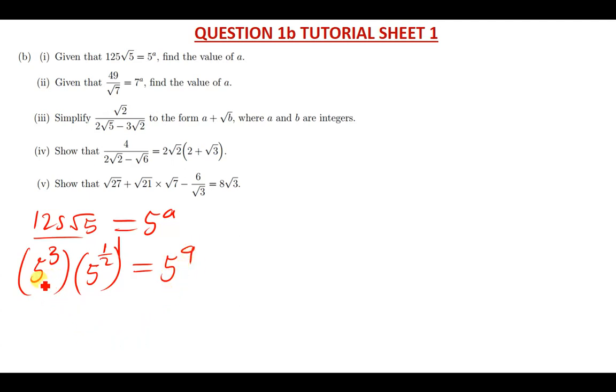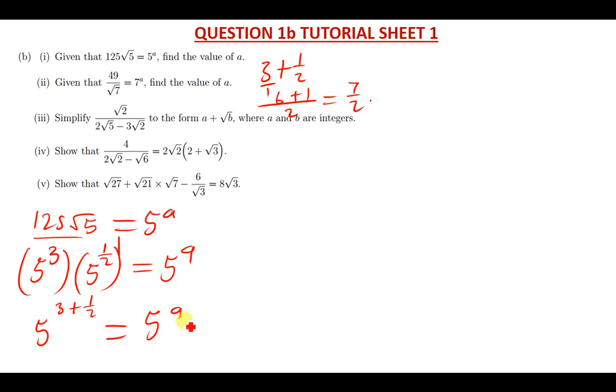When you multiply 5 to the power 3 and 5 to the power half, we learned that if you're multiplying numbers with the same base, you simply add the powers. So here we're going to have 5 raised to the power 3 plus half, equal to 5 to the power a. So 3 plus half is 3 over 1 plus 1 over 2, and the common denominator will be 2. 2 times 3 will give us 6, plus 1 times 1, that will be 1. So when you add that, you get 7 over 2 as your answer.